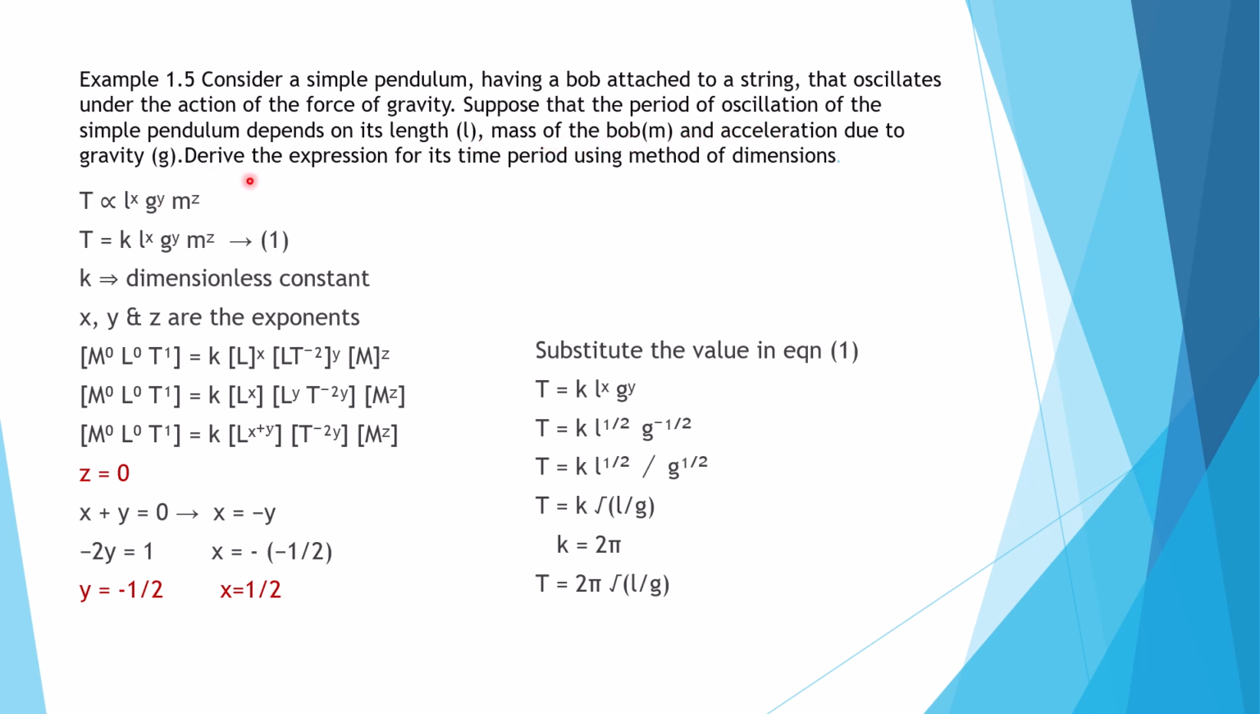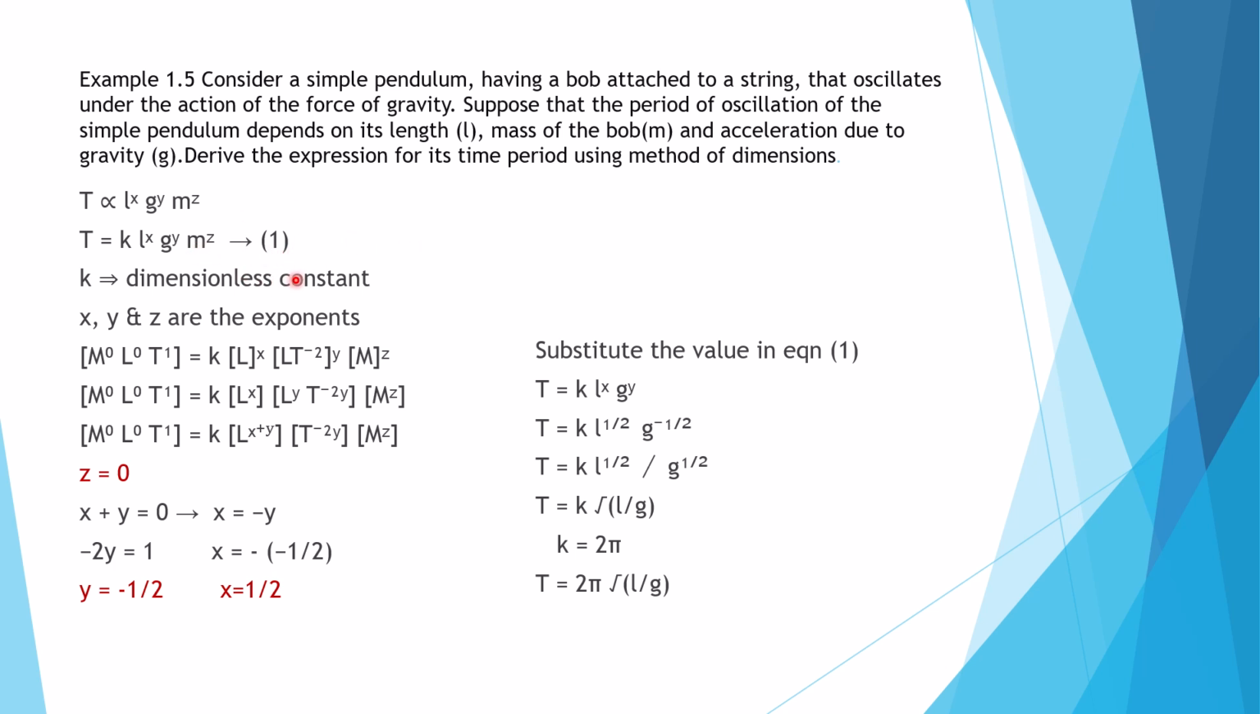So we have to derive the expression for the time period using the method of dimensions. So here we have to use the method of dimensions. Consider one equation: T is directly proportional to L to the power x, g to the power y, m to the power z. In place of proportionality we can write it as k, where k is a dimensionless constant. T is equal to k L to the power x, g to the power y, m to the power z.